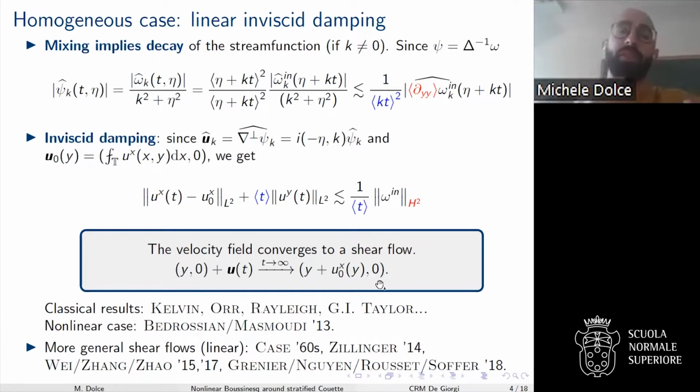But to actually promote this linear analysis, this kind of convergence, to the nonlinear case, it took us more than 100 years, and there was a huge breakthrough made by Bedrossian and Masmoudi in 2013, which I'm going to discuss more precisely later on. If you want to consider more general shear flows instead of the simple Couette, the problem becomes very involved and complicated, and it is predicted that the analogous inviscid damping should hold, but it took us 50 years more or less to prove that this is the case. And today, I think those papers by Wei, Zhang, and Zhao contain the largest class of shear flows for which we do know inviscid damping.